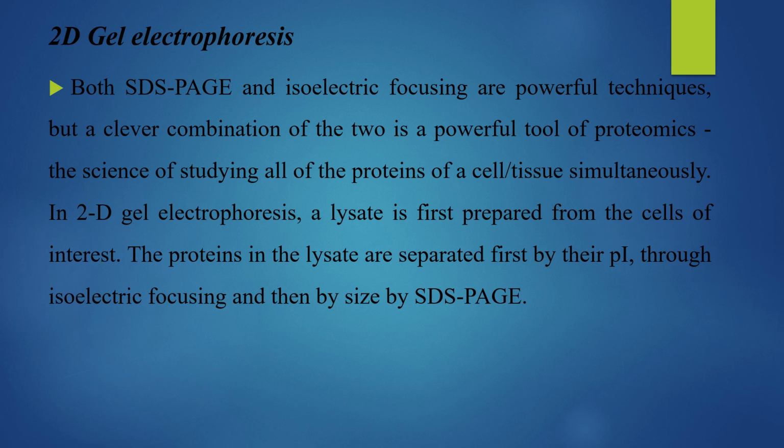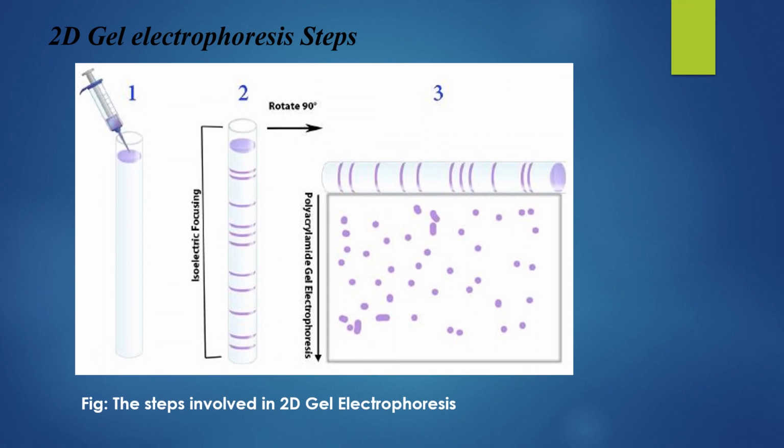Now, in 2D gel electrophoresis, a lysate, when you crush all the cells, you have a lysate. A lysate is first prepared from the cells of interest. The proteins in the lysate are separated first by their pI through isoelectric focusing, because isoelectric focusing will separate them based on pI. Then you use SDS-PAGE to separate them by size. And this is how it is.